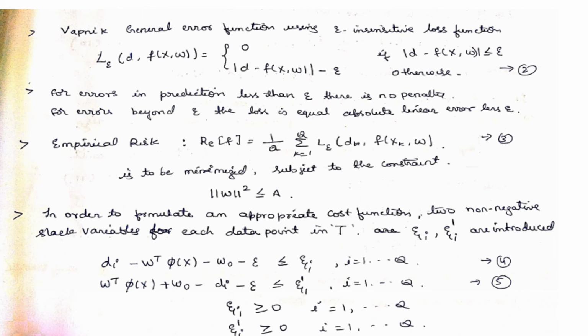So di minus w transpose phi of x minus w naught minus epsilon should be less than or equal to xi i, where i can take 1 to Q, and w transpose phi of x plus w naught minus di minus epsilon should be less than or equal to xi i prime, again i can take 1 to Q. So here the slack variables xi i and xi i prime should be positive. That's what is meant by the two equations.